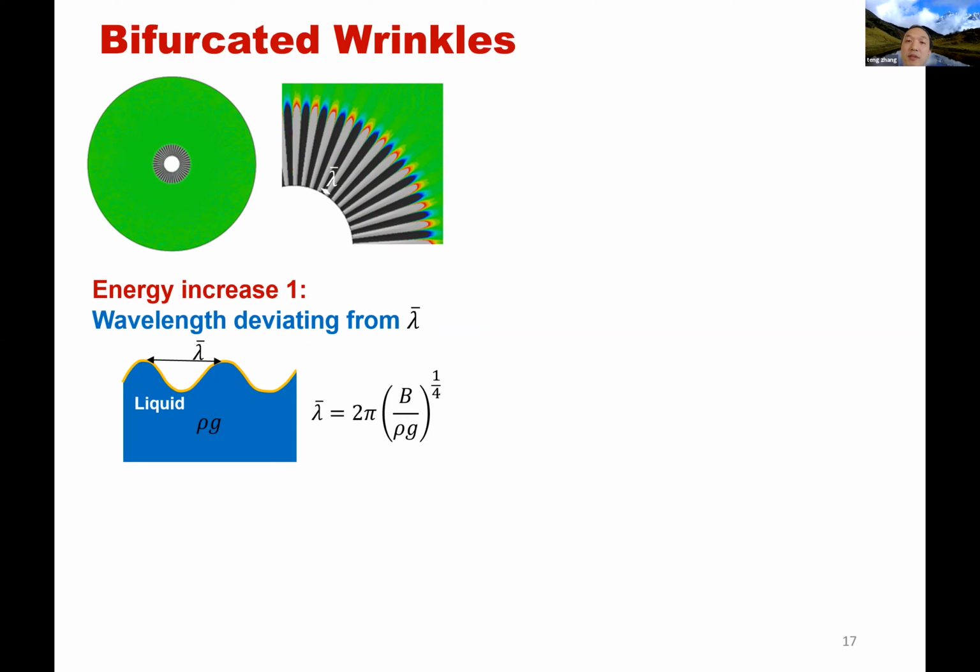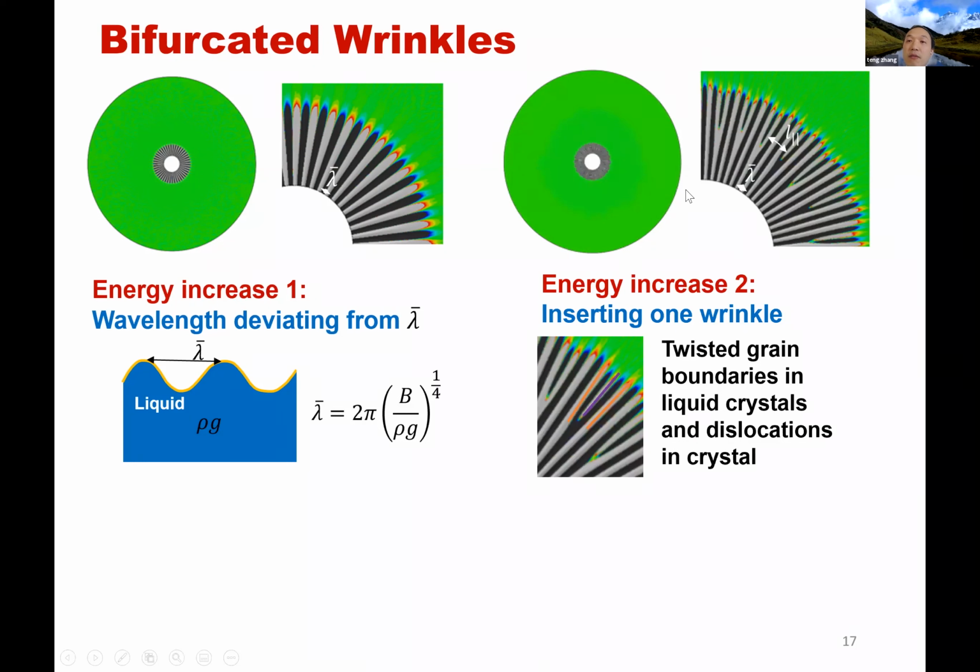But if we want to keep this wrinkle number constant, when you move away from the inner surface, the wavelength will become larger. So then you will increase the energy of your system, and this is one factor of the energy source. The second source is, say the wavelength is too large and it's not an energy minimum state, and then you need to change your wrinkle wave number. When you change your wave number, you should have more wrinkles form.